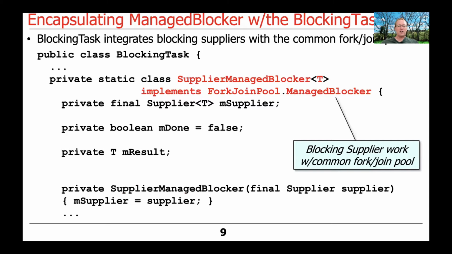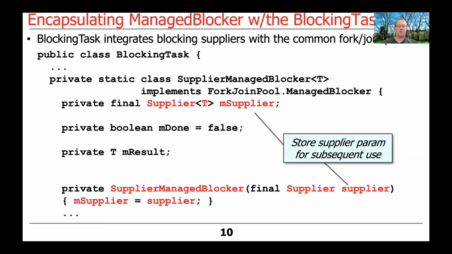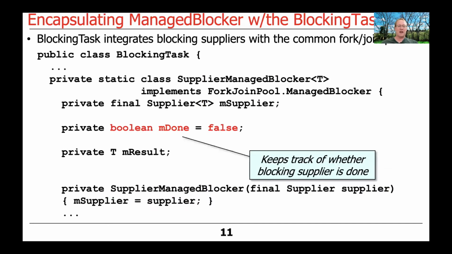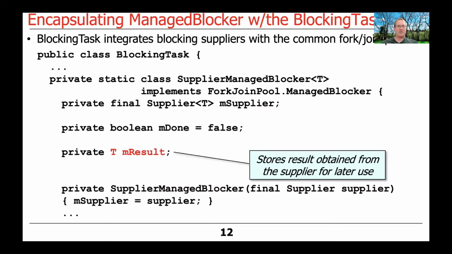So now let's turn our attention to SupplierManagedBlocker, which is this nested class that implements the ForkJoinPool ManagedBlocker interface. And that allows us to use the blocking supplier with the common fork join pool. We have a field here called mSupplier that is going to be used to stash the parameter that's passed in. So we get a supplier, we store it in the field. We have a Boolean that keeps track of whether we're done or not. And then we also have something that keeps track of the result. And we're going to keep that so we can get the result after the blocking is over.